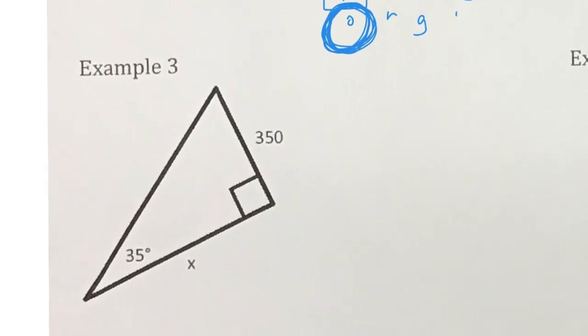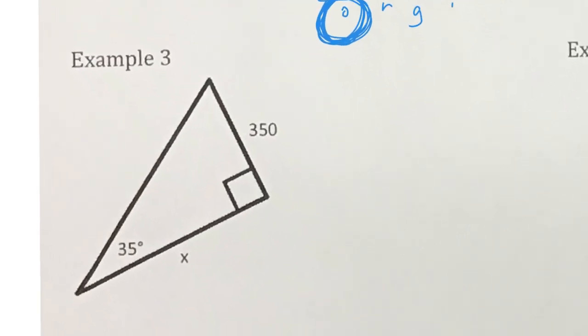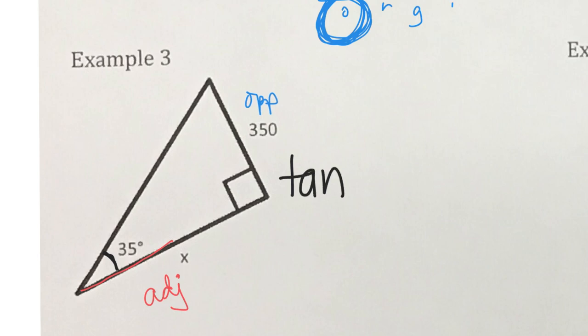Here we have example 3. Our angle is 35. That's our reference angle. So what side does x represent? X is your adjacent side. And what side is 350? That's your opposite side. Okay, so now we don't know anything about or care about the hypotenuse, right? So which trig relates the opposite and the adjacent? That is the tan. So because we have the opposite and the adjacent, we use the tangent ratio.